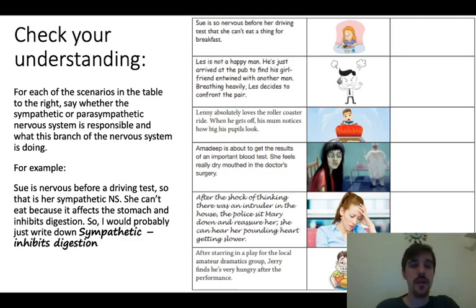So for each of these scenarios in the table to the right, I want you to say whether it is the sympathetic or parasympathetic nervous system that is responsible and what this branch of the nervous system is doing. So I've got an example. We'll look at the first one. It says, Sue is so nervous before a driving test and she can't eat a thing for breakfast. So obviously this is her sympathetic NS. She can't eat because it affects her stomach and inhibits her digestion. So I would probably write down sympathetic inhibits digestion.